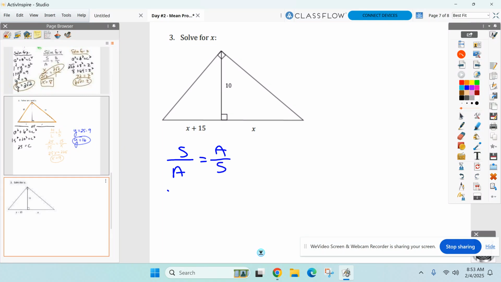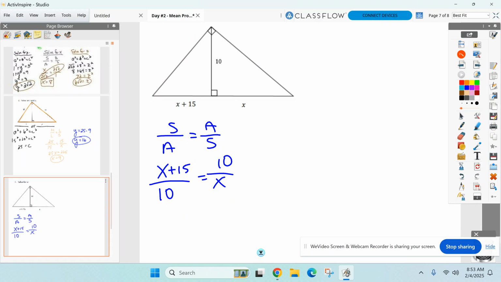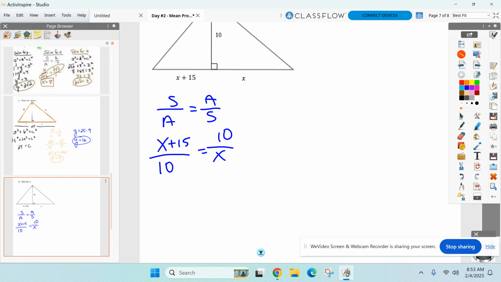Let me plug in what Sydney just gave me. X plus 15, 10, 10, X. No issues. All right, the setup should be easy for us. Now here comes the tough part, is to solve it. So we cross multiply, x times x plus 15 equals 10 times 10.